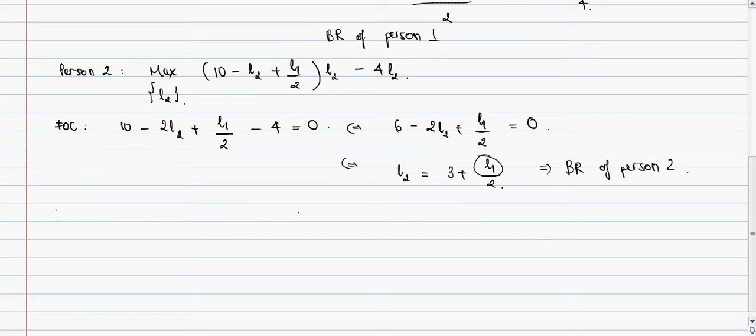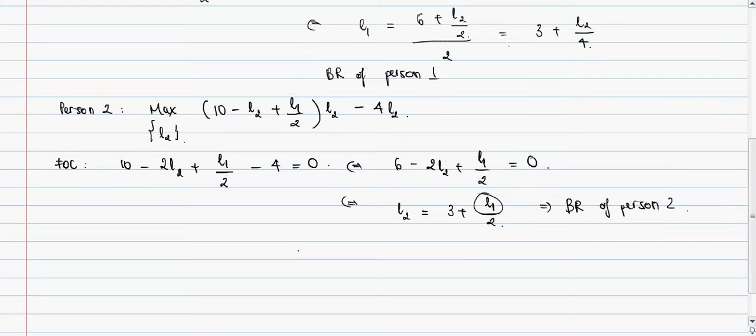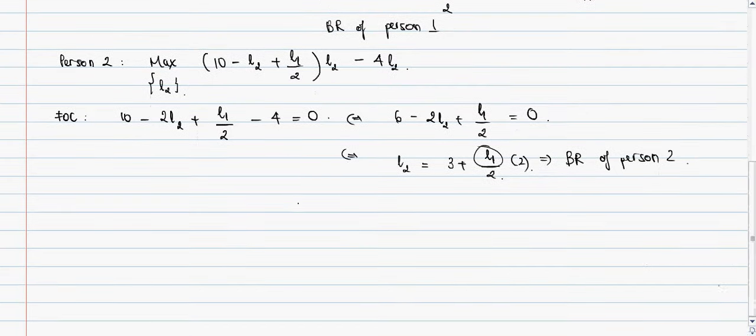Okay, so now in order to find the Nash equilibrium, we will just have to find the values of L1 and L2 that are chosen by person 1 and 2. I'll call this the first equation and this the second equation. Now by looking at the first and the second equation, I know that they are symmetric.